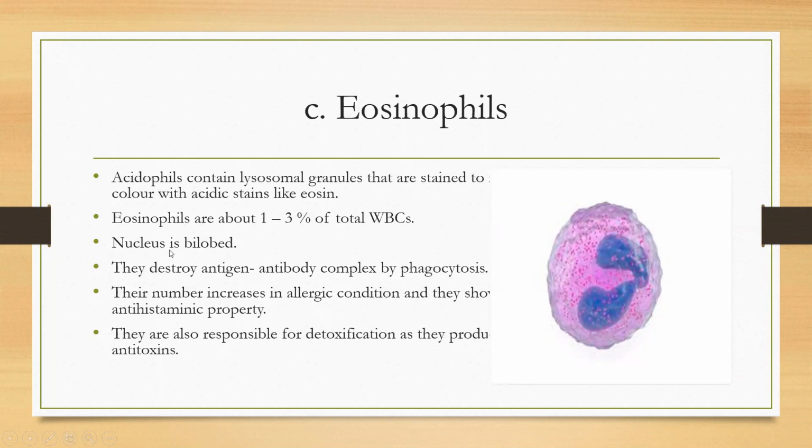How is the nucleus? The nucleus is bilobed. You can see here, the nucleus is bilobed, having 2 lobes. They destroy antigen antibody complex by phagocytosis. Now, antigen antibody complex, what do you mean by that?